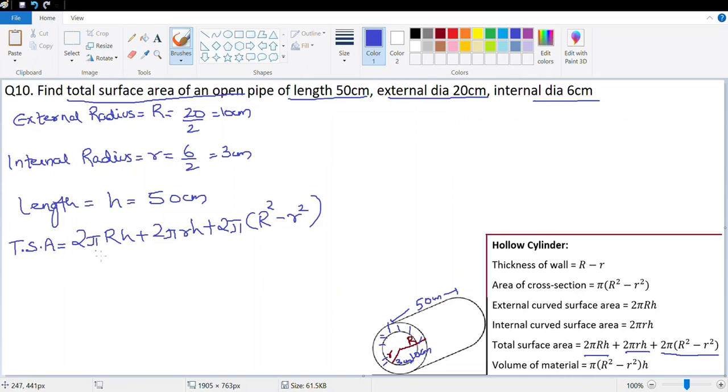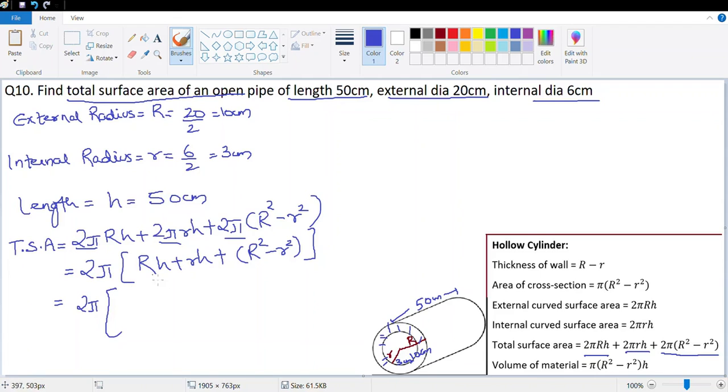So I notice 2 pi can be taken common. So this becomes 2 pi within bracket capital RH plus small rh plus capital R square minus small r square. So that's the answer. Let's substitute values and see what we get. So this is 2 pi. I will put value of pi later. Let's check what is r. Capital R 10, h is 50, plus small r 3, h is 50, plus capital R is 10, small r is 3.